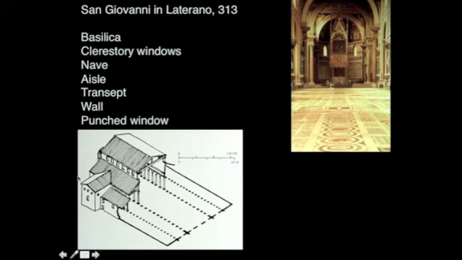Excellent. Yeah, so it has this characteristic plan type of aisles flanking a nave. Yes, is your hand up back there? Excellent.